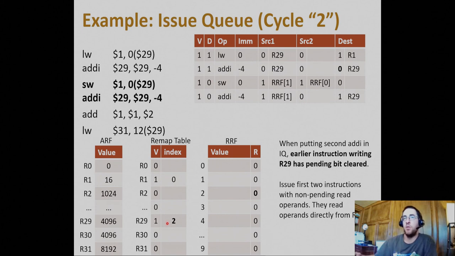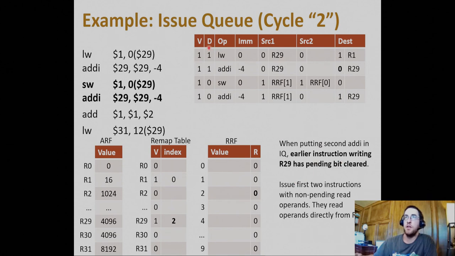And we rename R29 again, so R29 gets renamed to two. When we rename R29 to two, we overwrite this pending bit for this add I, because this R29 is no longer pending to be written to the architectural register file, because there's a later instruction in program order which is going to write to R29. So this later instruction supersedes the earlier instruction's write of R29. And this way we enforce the write after write precedence. So the earlier instruction writing R29 has its pending bit cleared.